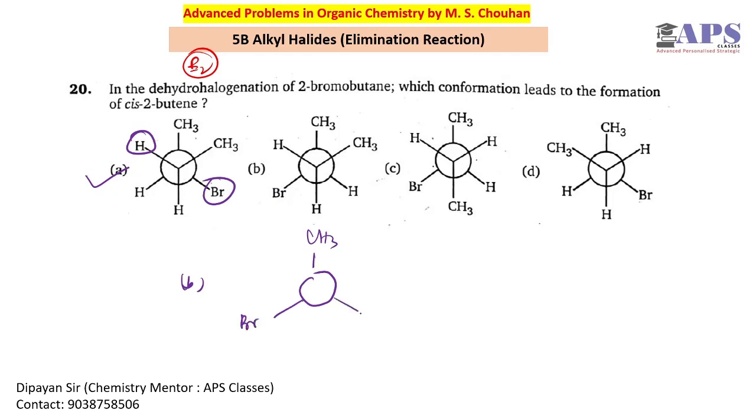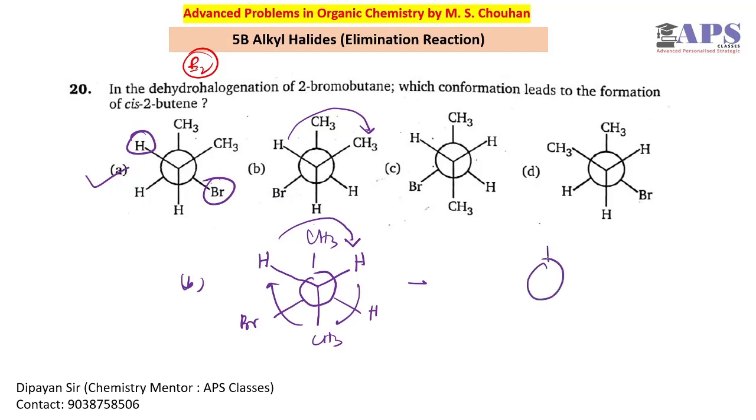If we draw this, this hydrogen will come here, this hydrogen will come here, and this will be your case. Now if we, this methyl will come here, this methyl will come here, and this hydrogen will come here. Again, if you rotate this molecule like this, CH3, Br, H, and it will become methyl, hydrogen and hydrogen.